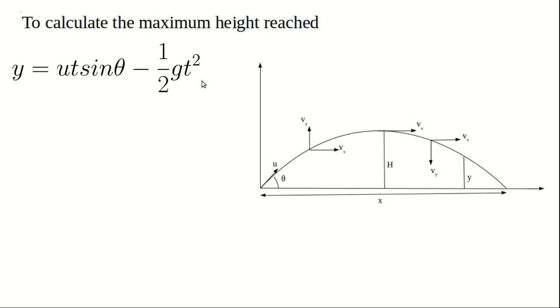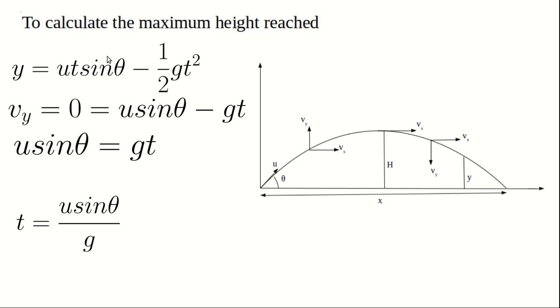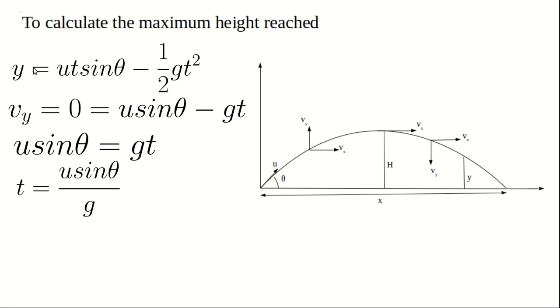But sometimes the t might not be given. So it's important to find the value of y in terms of parameters that do not involve t. But we can recall that our Vy is 0 at the maximum height, which is given like this. So if we equate this one to this, we can make t the subject of the formula and substitute back into this equation, and this is what we have. But mind you, this t here is the time taken to get to this maximum height, because at that time Vy is equal to 0.